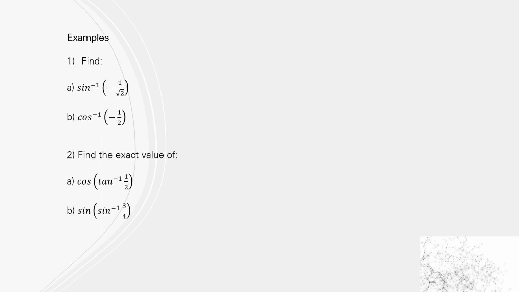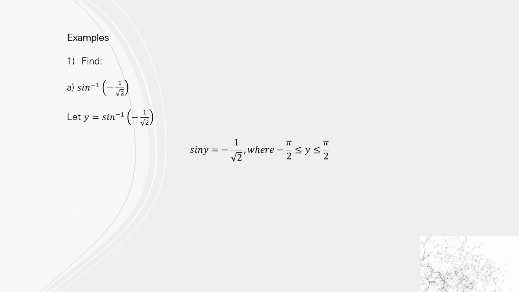So here are some examples. We're going to find sin⁻¹ of −1/√2, cos⁻¹ of −1/2, and then find the exact value of the final ones in the second example. In the first one, sin⁻¹ of −1/√2, we're going to let y equal sin⁻¹ of −1/√2.